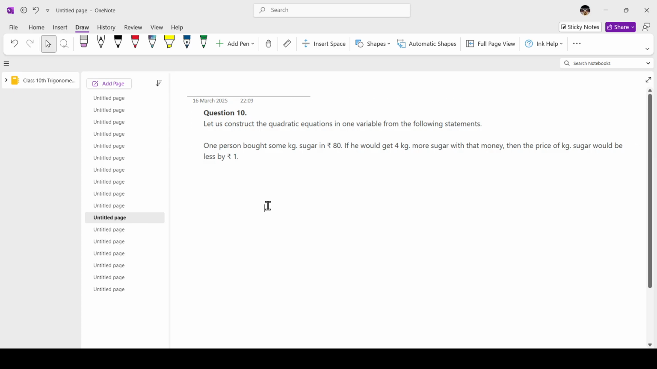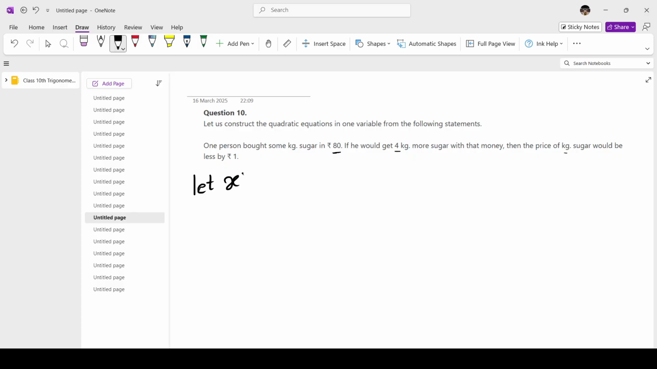Here the question says that one person bought some sugar. If we get 4 kg more with that money, then the price of 1 kg sugar would be less by 1. That means a person is buying some sugar, and if we get 4 kg more sugar with that money, then the price of 1 kg will be less by 1.